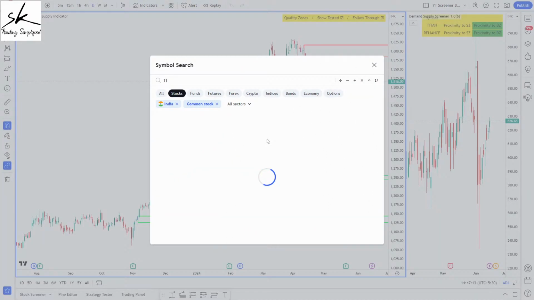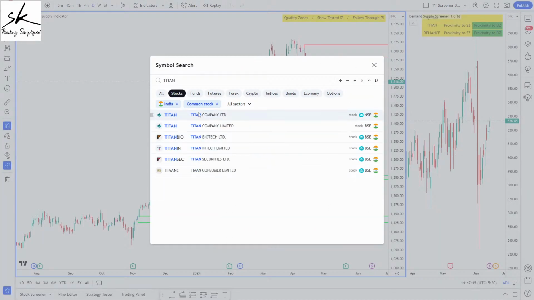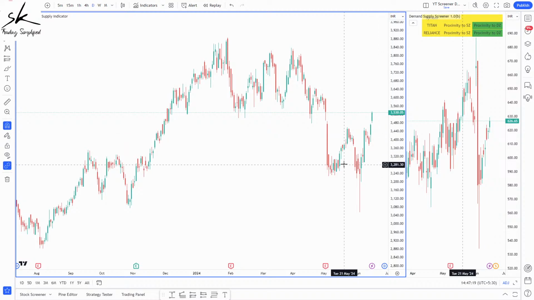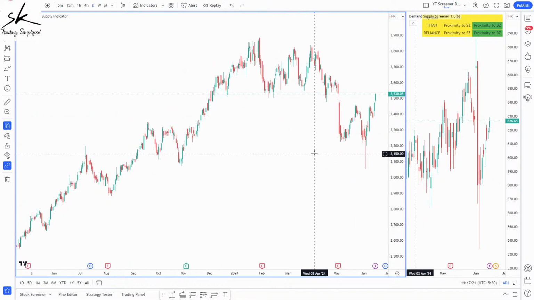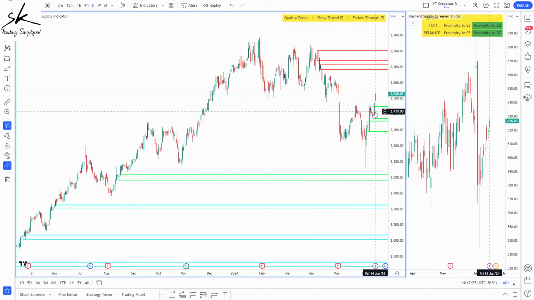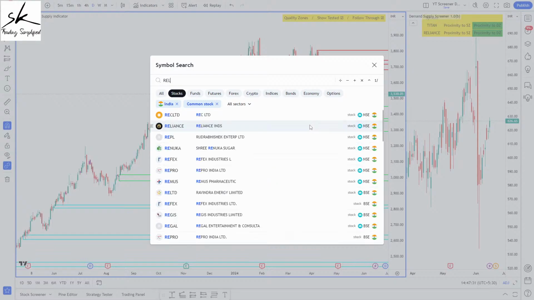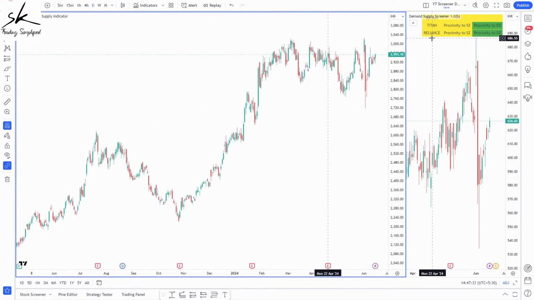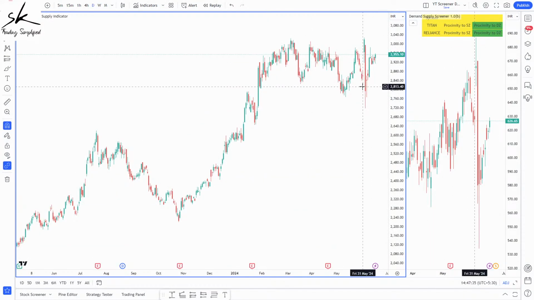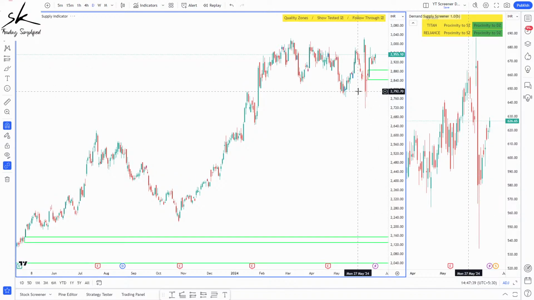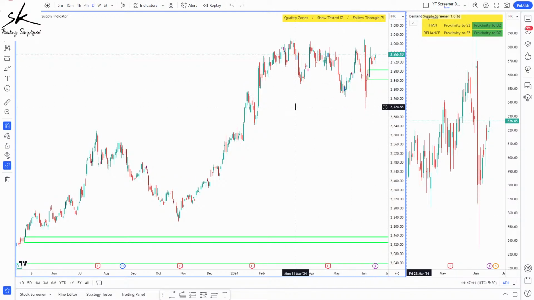If I go to Titan, you will see that on Titan we are close to a demand area, which is why it is shortlisted for us. Let's give it a few seconds for the indicator to load. So here you can see we have a demand area. The current candle is pretty close to it. Similarly, if I go to Reliance, here also you will see that the current candle is close to a demand area, which probably is this rally based rally. And that is why it got shortlisted for us. So this is what the screener does.